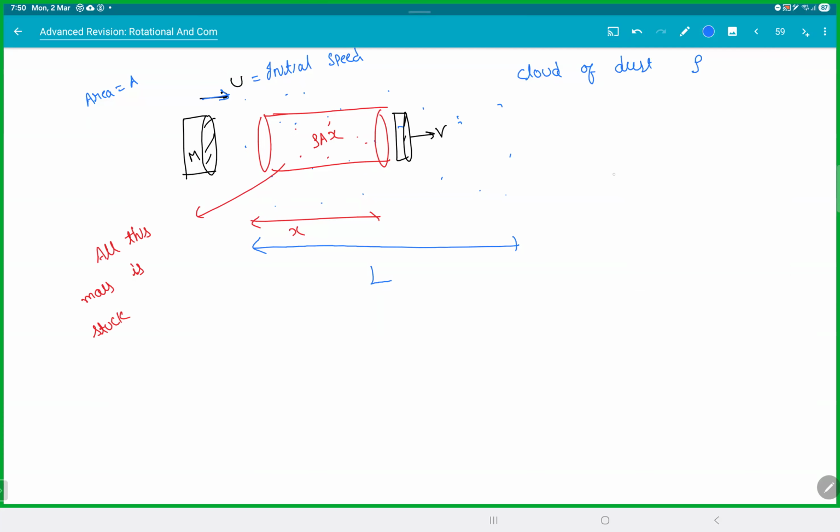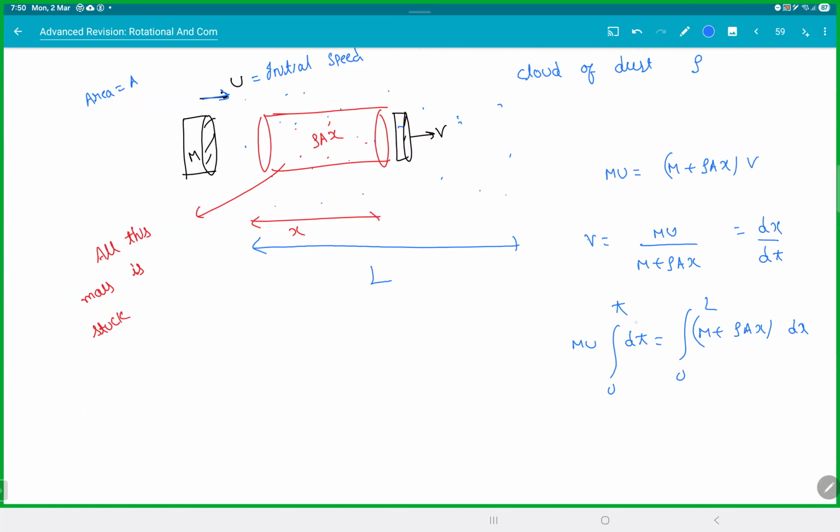Mu is equal to (M plus rho A X) times V. So V is equal to mu by (M plus rho A X). Yeah, you're done. So that will be dx by dt. That will be mu dt is equal to (M plus rho A X) dx. These limits will go from 0 to L and these limits will go from 0 to time. So the time will come out. Make sense? So you found the velocity as a function of x.